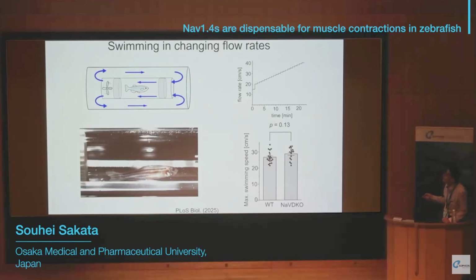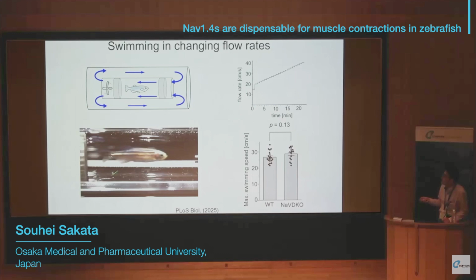And we estimated swimming speed using a swimming treadmill. The flow is generated by the rotation of a propeller, and the flow rate was increased in a time-dependent manner. This is a video of the experiment. It is long, so I only show the first part and the end part, when the fish begin to swim.